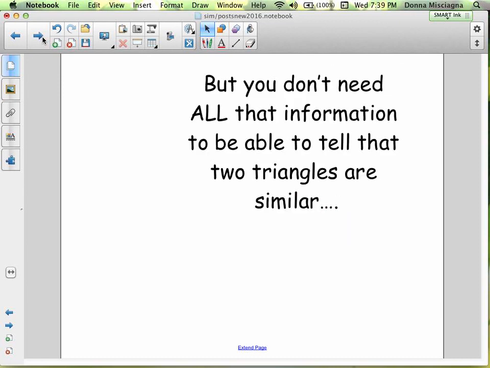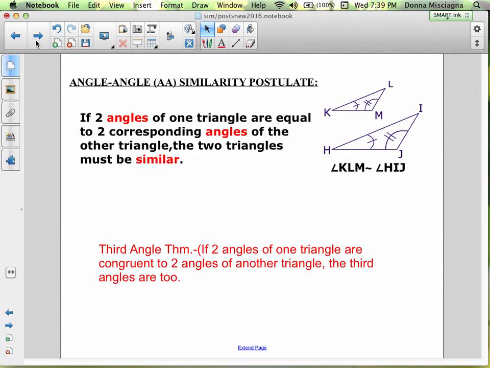But you don't need all that information to be able to tell that two triangles are similar. Our first one is angle, angle, and this one's in your notes. So angle, angle similarity postulate: if two angles of one triangle are equal to two corresponding angles of the other triangle, our two triangles must be similar. So for triangles only, if we have two angles congruent between the two triangles, our triangles must be similar. Third angle theorem, remember, if two angles of one triangle are congruent to two angles of another triangle, the third angles are congruent as well. That is only true for triangles. So with triangles only, two angles is going to be enough that two triangles must be similar.